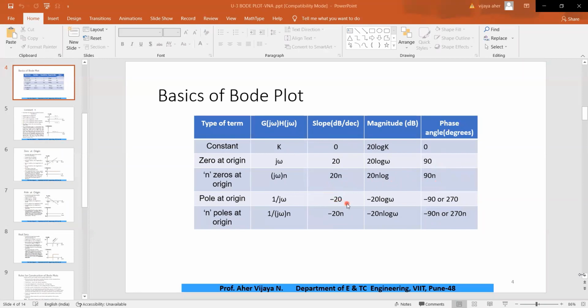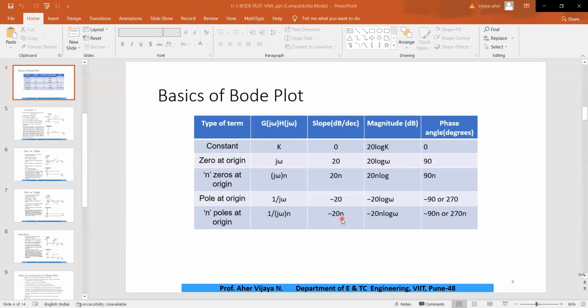For pole at origin, this is the slope in dB per decade with a negative sign, that you have to remember. When you are talking about poles, your slope has a minus sign, minus 20 dB per decade. This is the equation for magnitude, and this is your phase angle in degree for a pole. For n number of poles, you will get the slope just by multiplying by the number of poles.